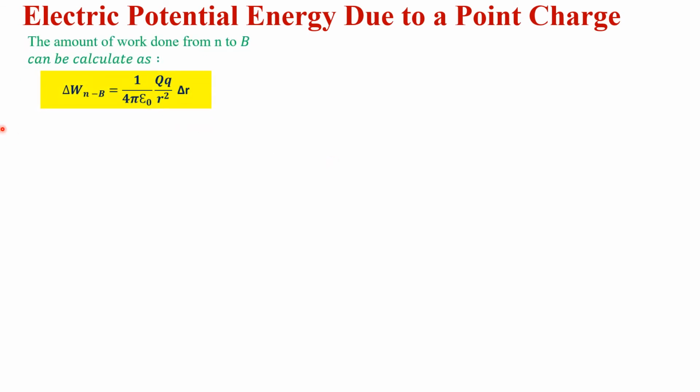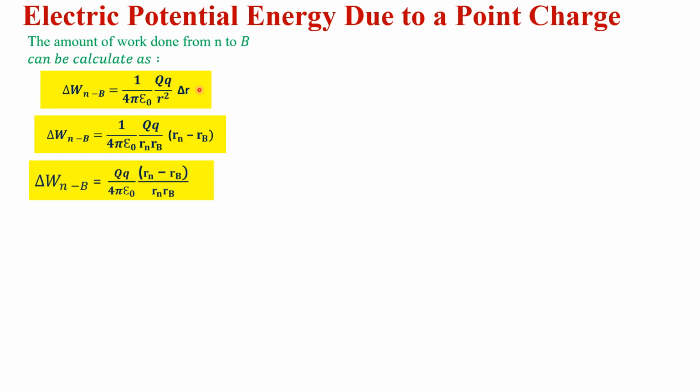The amount of work done from point N to point B can be calculated as delta W from point N to point B is equals to 1 upon 4 pi epsilon naught Q into Q divided by R square into delta R. By putting the value of delta R and R square, we get delta W N to B is equals to 1 upon 4 pi epsilon naught Q into Q divided by Rn Rb into Rn minus Rb.